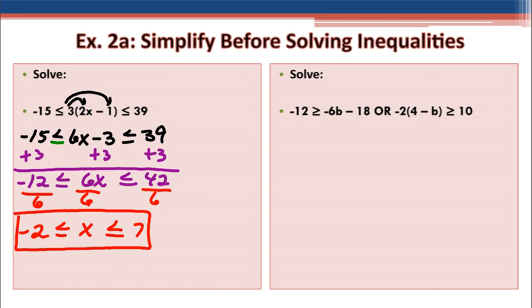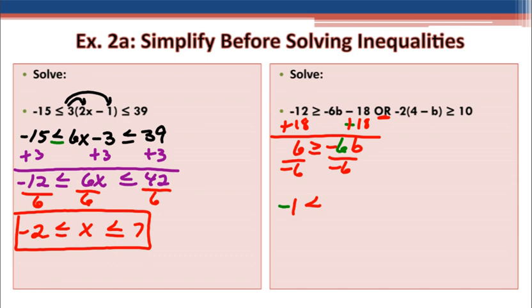Next one, we have a disjunction, because that has a keyword or right here. So to get -6b by itself, I add 18 to both sides. And I'm left with 6 is greater than or equal to -6b. To get b by itself, I divide by -6. Because I'm dividing by a negative number, I need to flip the symbol. And so b is now greater than or equal to -1.